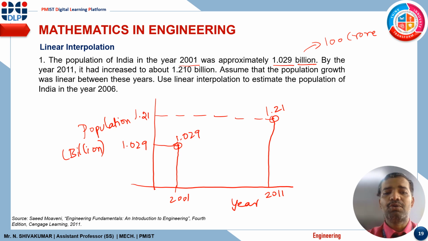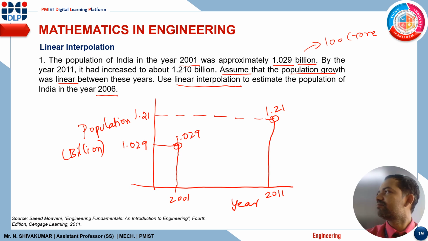Assume that the population growth was linear between these years. It is slightly a non-linear problem, so exactly it is not a linear problem. That is why this assumption is coming. Assume that the population growth was linear between these years. Use linear interpolation to estimate the population of India in the year.